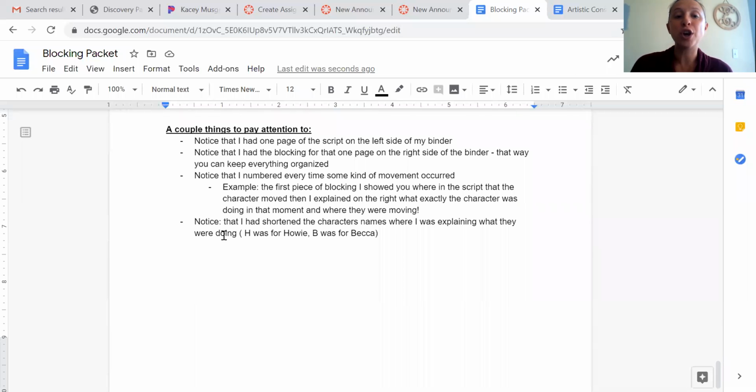And then last but not least, notice that I shortened the characters' names where I was explaining what they were doing. H was for Howie, B was for Becca. Same reason as before, it's quicker for you to notate and it's less messy, especially if you're doing a Shakespeare show and the characters have really long names. That could get really annoying and messy to keep track of. So that's why we shortened those too.